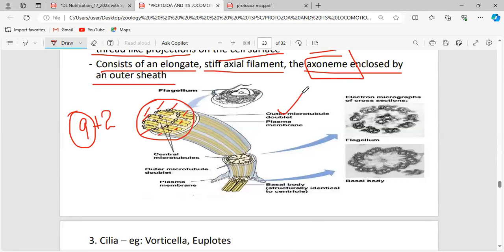This is the outer microtubule doublet. The microtubules present in the flagellum always occur in pairs, which is why it is called the outer microtubule doublet, along with the central microtubules. Everything occurs in pairs in the 9+2 arrangement. This is also important. Because of this microtubular movement, the flagellum will move, and because of the movement of the flagellum, the entire body of the organism will move. That's why we say the flagellum is meant for movement.